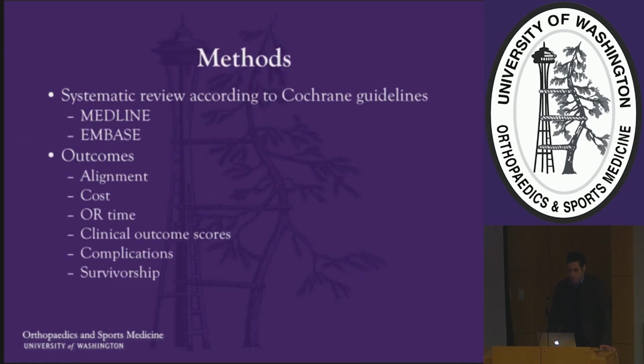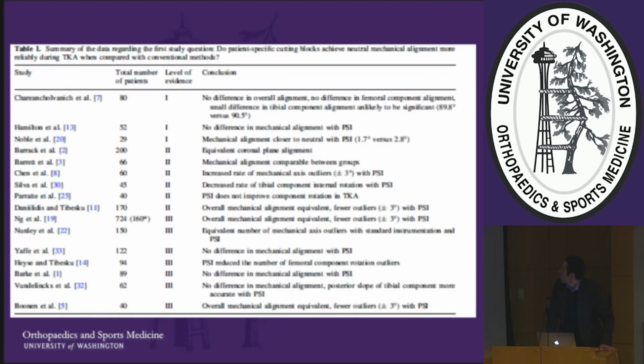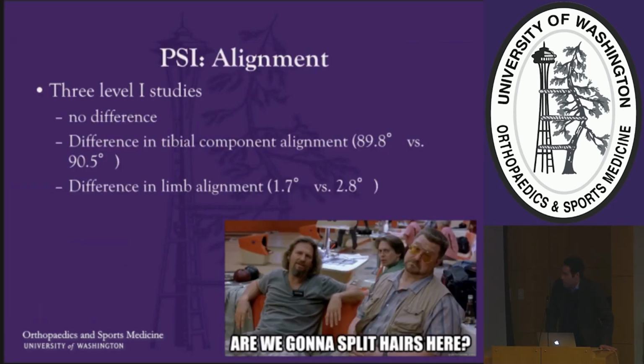So in performing a systematic review, we looked at all of these outcome measures, and these are the studies that we included in this review, varying from level 1 evidence to level 3 evidence. And here's what it says on alignment. In the 3 level 1 studies, there's no difference in alignment between traditional instrumentation and patient-specific instrumentation. And I will just reflect back on the last topic, which showed a significant difference between computer navigation and standard instrumentation. We're not seeing that with patient-specific instrumentation, okay?